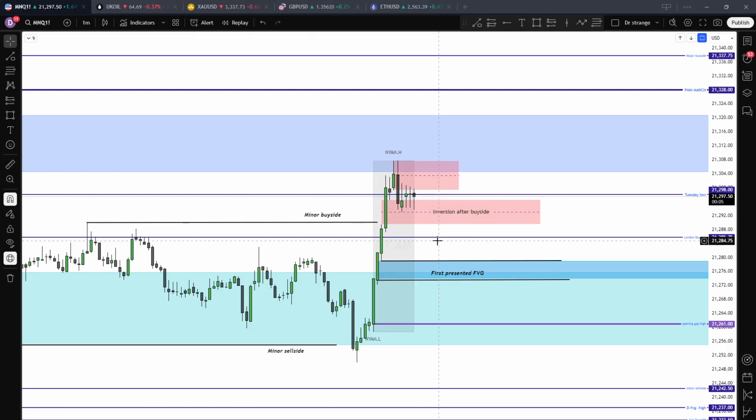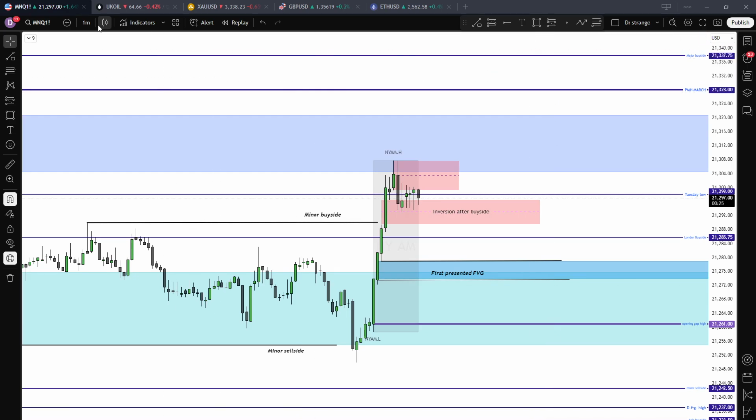It's too expensive to buy. Stay out. The time we had to buy was here, but we would also be interested in buying from here. You see how each consecutive high and low is lower than the other. There's the rejection here. There is also another rejection here.